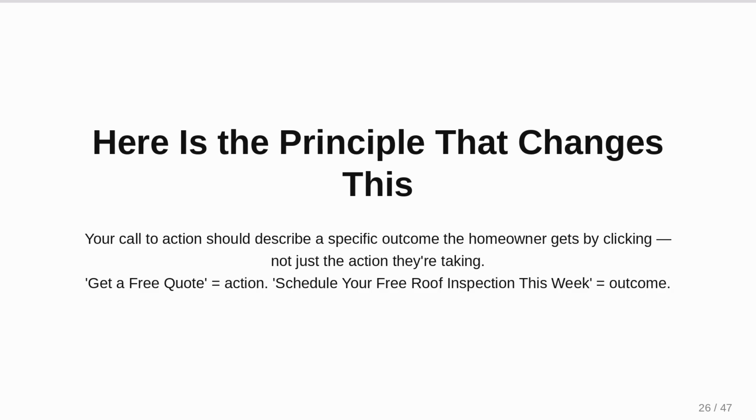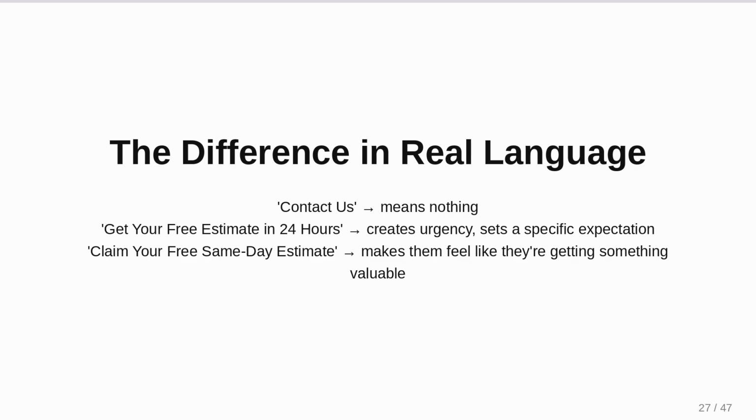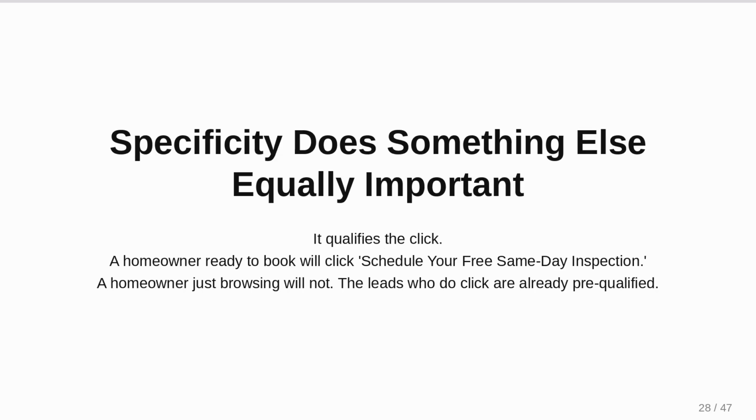Get a free quote describes an action. Schedule your free roof inspection this week describes an outcome. Contact us means nothing. Get your free estimate in 24 hours creates urgency and sets a specific expectation. Submit is the worst button ever created. Claim your free same-day estimate makes them feel like they're getting something valuable. The specificity signals that you actually know what you're doing.